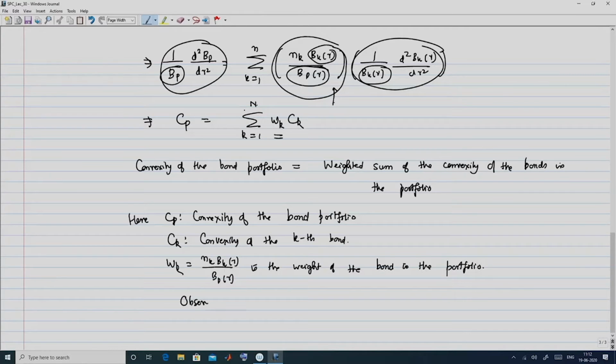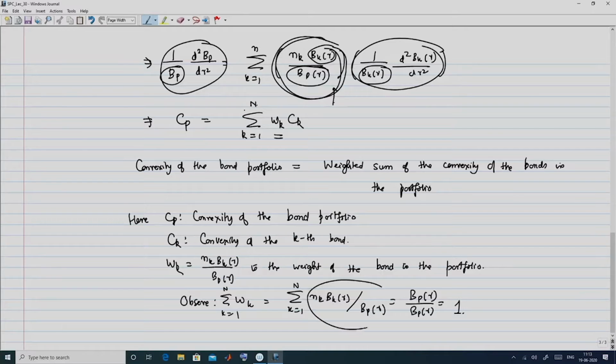and finally you observe that summation Wk, k is equal to 1 to capital N, this is going to be summation Nk Bk of R, k is equal to 1 to N over Bp of R, this is Bp of R over Bp of R, and this is equal to 1. So, the weights defined in this way again satisfy the condition that the sum of the weights is equal to 1.